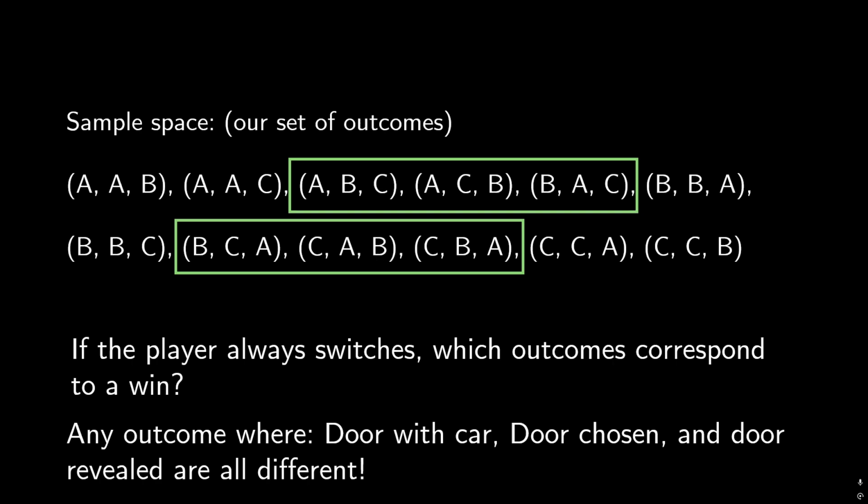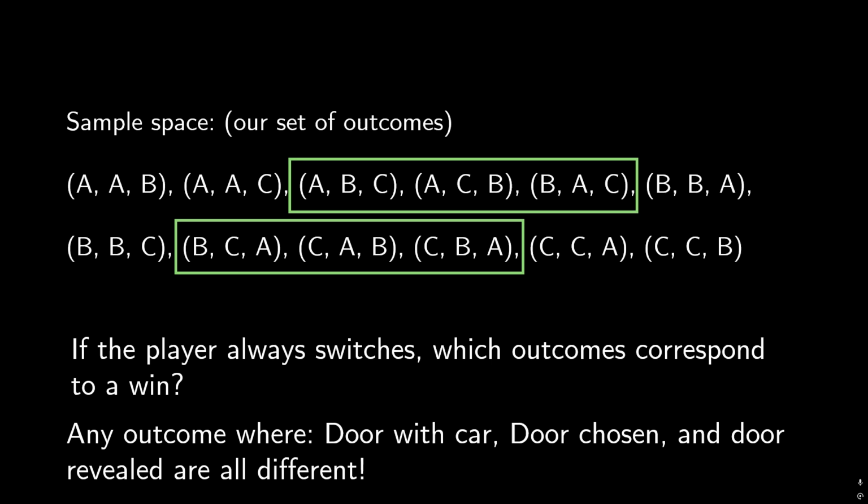So for example, if you look at ABC, the car was behind door A. We chose door B, and then the host revealed door C to be the door with the goat. Now, if we choose to switch, we switch from door B to door A, and we will win. This works the same if the car is behind door A, we choose door C, and the host is forced to reveal door B. He asks us again if we wish to switch, and we switch from door C to door A, and we will win.